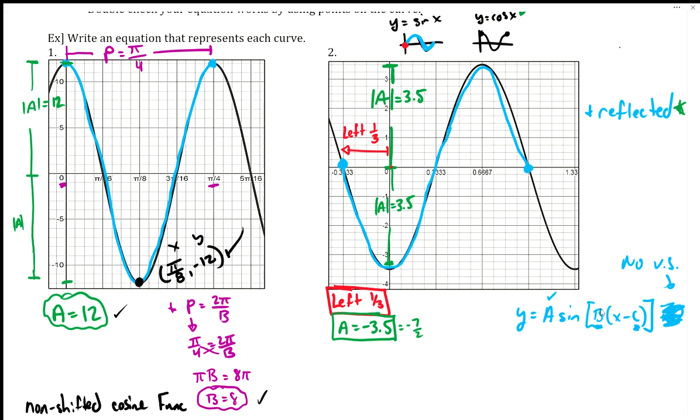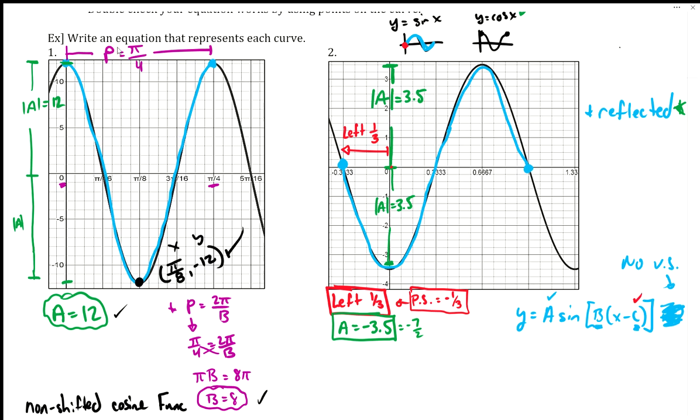So now we do have the phase shift. So this involves that red. One more time with red. This is helping us with the phase shift. So the phase shift as a number, if we're going left, would be negative 1/3. So I'll box that too. Okay, so we've got this value.